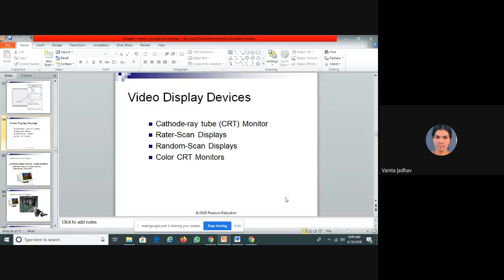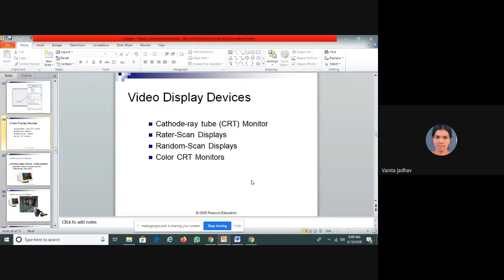So we'll start the session. In the last lecture, we started the point video display devices. This was the third point from the syllabus from the first chapter. First point was introduction to computer graphics, where we discussed the definition of computer graphics. In the second point, we discussed applications of computer graphics. Total 8 applications we discussed. And after that, we started the third point from the syllabus from the first chapter, that is video display devices.